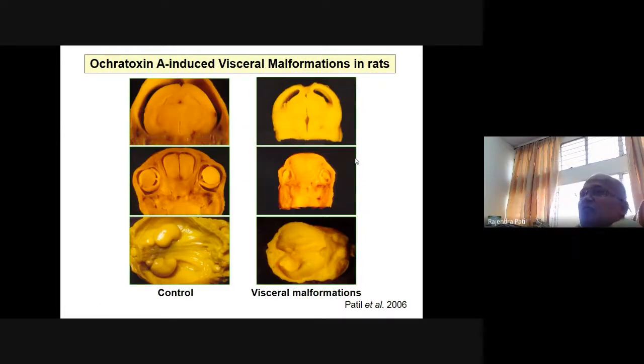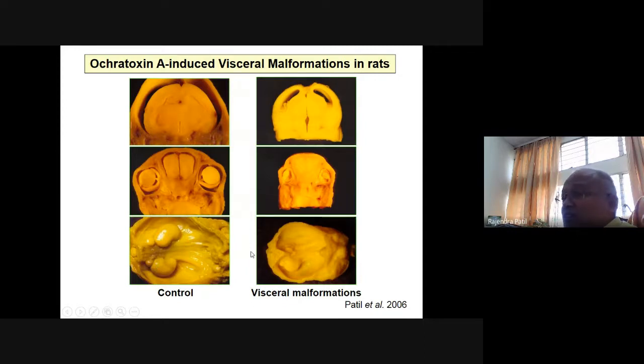Besides, in the visceral malformations, these are the cervical sections of the head of the fetuses, and these are the control fetuses, and these are the aflatoxin fetuses. We can see the size, these are showing the normal smaller size, and you can see the dilatation. The lateral ventricles are greatly dilated, even the third ventricles are dilated compared to the normal fetus.